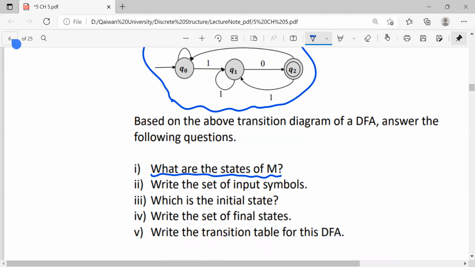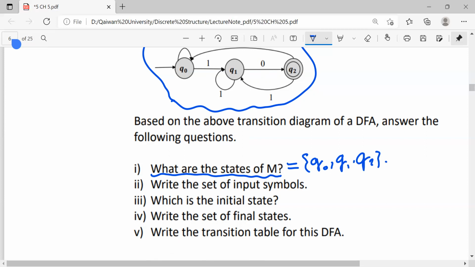Here we just write down the states, the vertices. We have three states, Q naught, Q1 and Q2. These are the states. So S equals Q naught, Q1, and Q2. This is the set of all states.